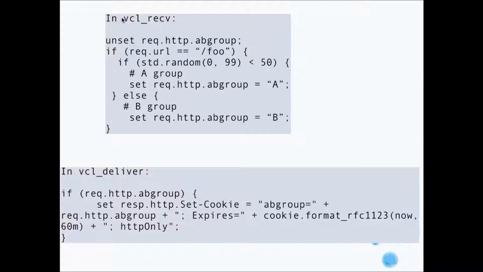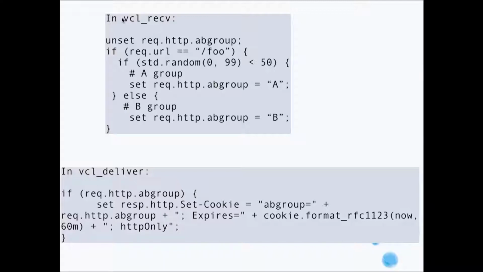We do that in vcl_deliver. As the object flows out of Varnish, we modify it a bit and add a custom HTTP header to the response. So here we set resp.http.Set-Cookie, and the cookie is named AB-group. That's not very original. Then AB-group equals, and we pull in data from req.http.AB-group, so AB-group equals either A or B. And then we add expires, and we use cookie.format_rfc1123, from the cookie vmod, which is a Varnish module that makes cookie handling a bit easier. We'll rely heavily on that throughout the presentation. You could do without it, but then you have to use regular expressions, and it becomes really ugly. So we set an expiry so this cookie will expire in 60 minutes. And it's an HTTP-only cookie.